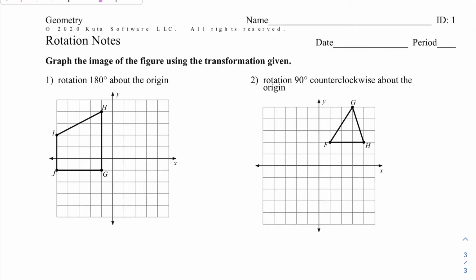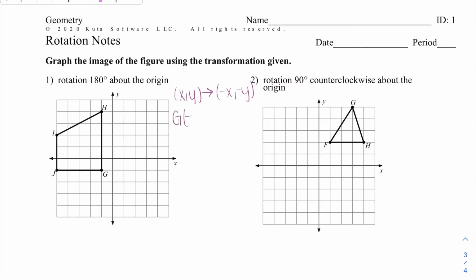Example 1 is a rotation of 180 degrees about the origin. Recall that the rule for a 180 degree rotation is (negative or opposite x, negative or opposite y). This means all we need to do is change the sign of the x and change the sign of the y. If it's positive, it'll become negative. If it's negative, it'll become positive. So let's go ahead and list out our points.